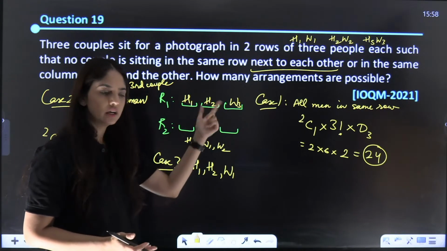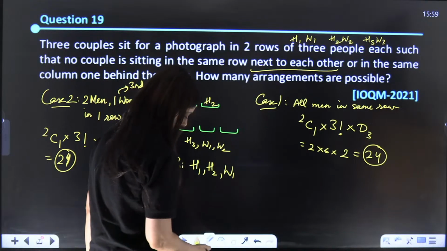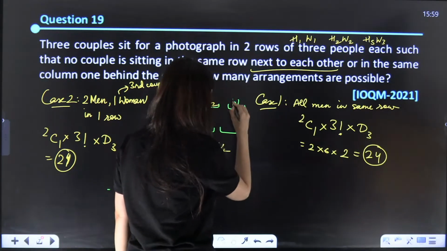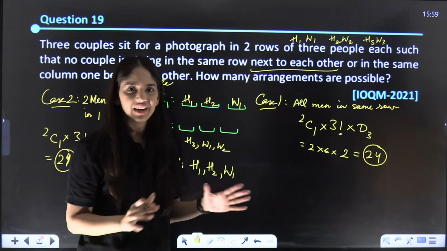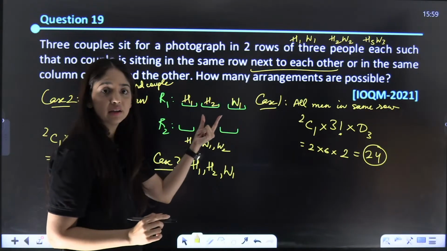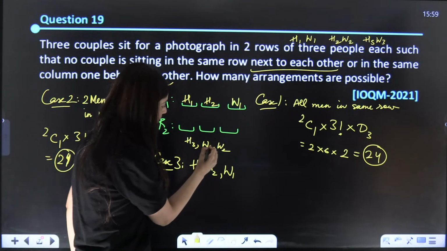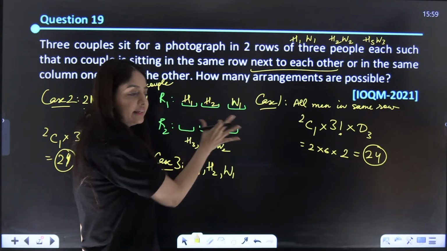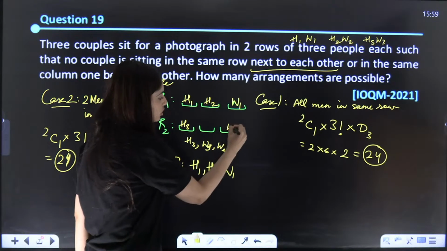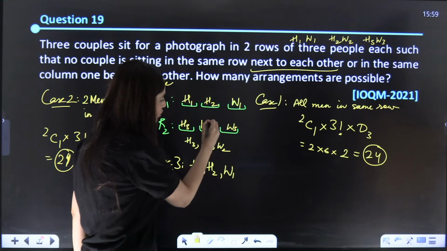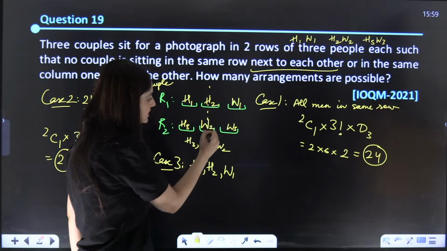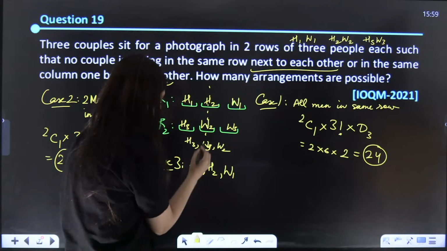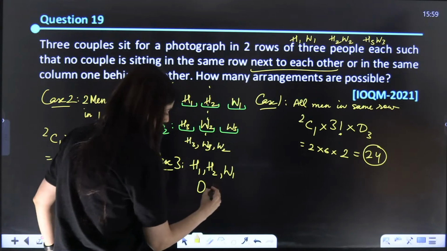It can either be H1, H2, W1 or the reverse order, right? That is fine. But now we have H3, W3 and W2 remaining for this. Again, these two cannot sit next to each other, so they have to go on either side. It can either be H3, W3 or W3, H3. But W2 will have to go in the middle. And in that case, this couple is sitting in the same column, which is not allowed, right? So this case will have 0 possibilities.